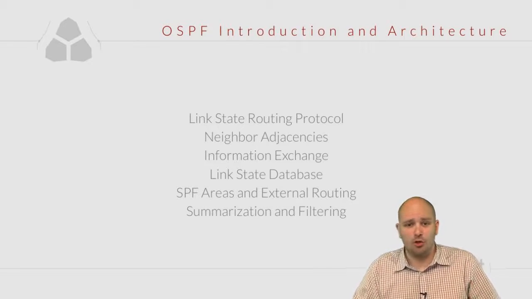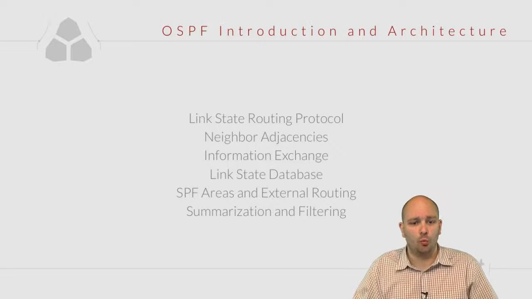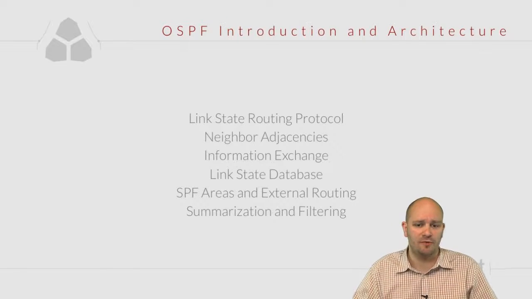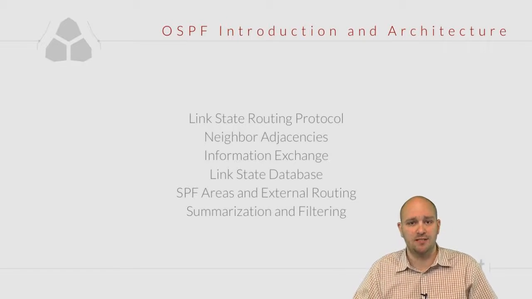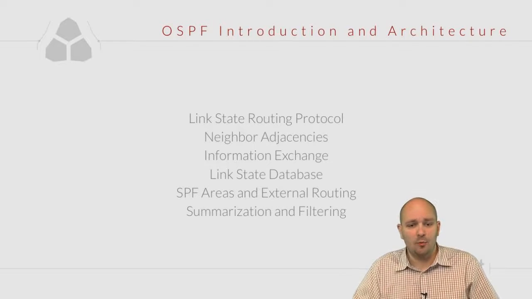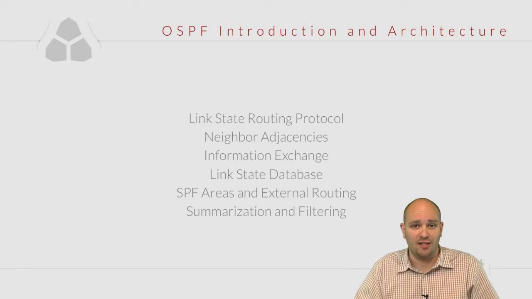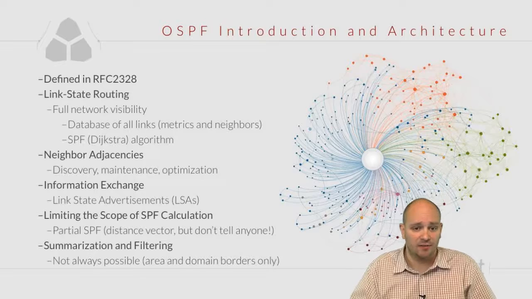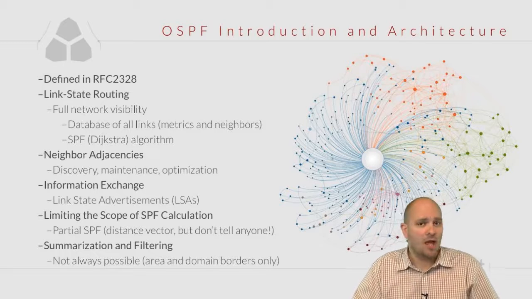So in this module we are going to talk about what the link state routing protocol is, what makes up the link state routing protocol. We are going to talk briefly about the neighbor adjacencies, the information exchange in OSPF, the link state database where the information about OSPF routes, so to speak, is kept. Then we are going to talk about the different areas, external routing, and finally about summarization and filtering in OSPF.